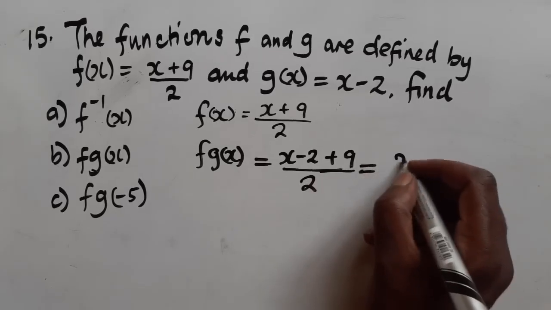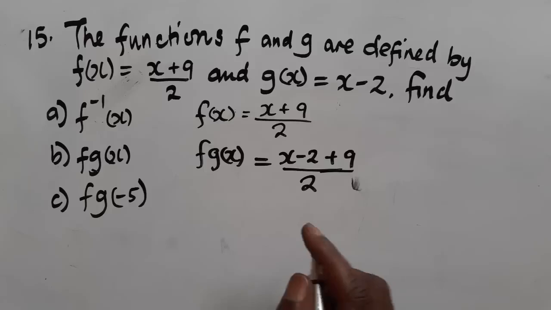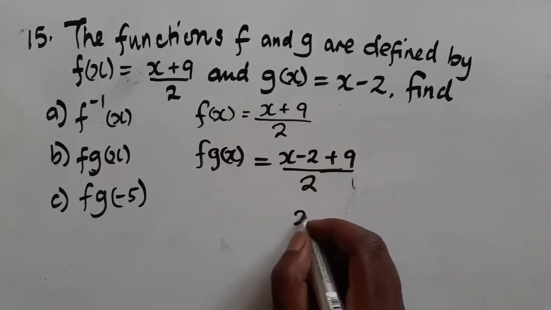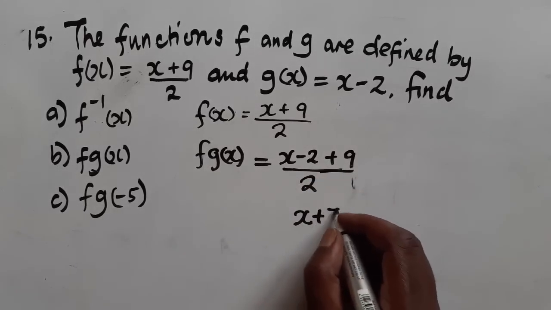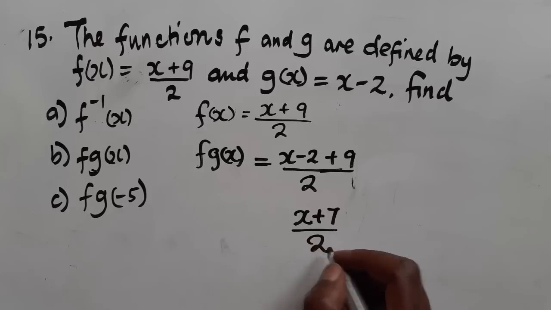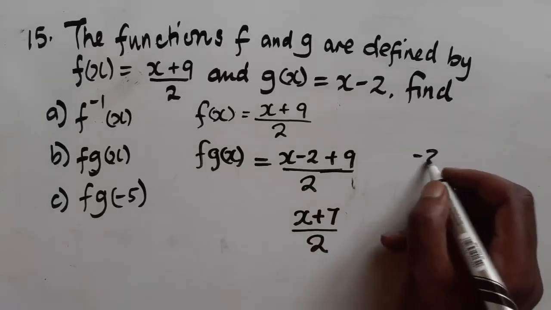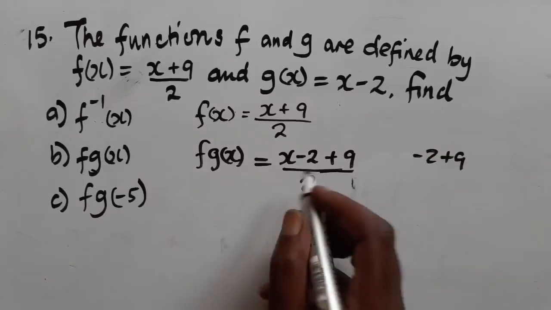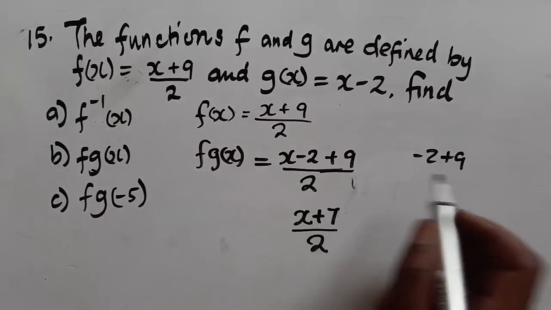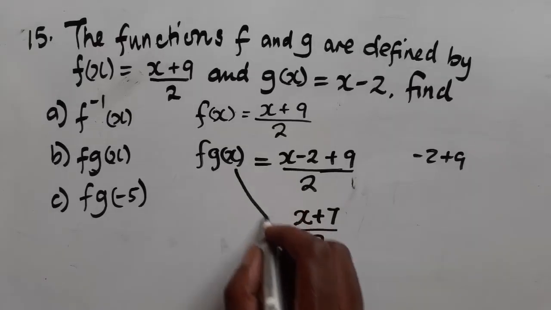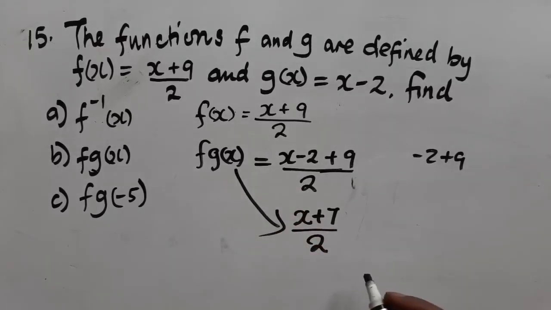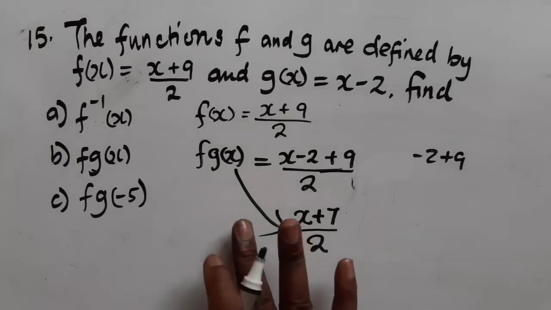This is going to give us x plus 7 over 2. I hope you know this. You take note of this sign here. That gives us 7, all right? So this is what is going to be our answer to this particular question. I hope that is clear.